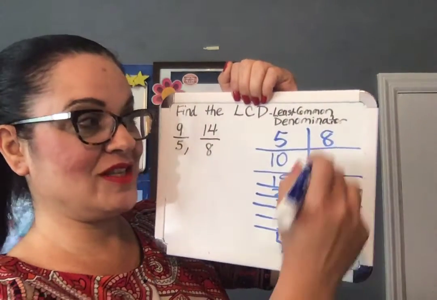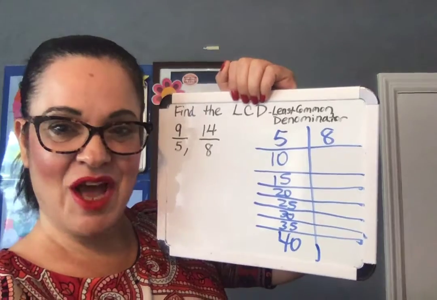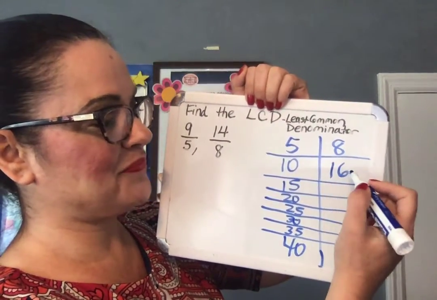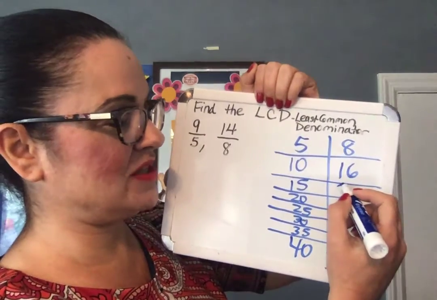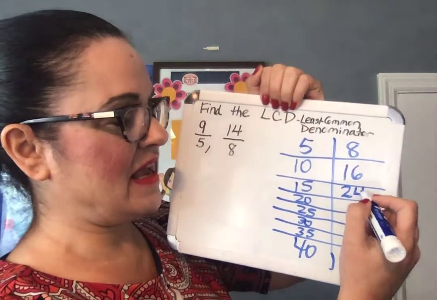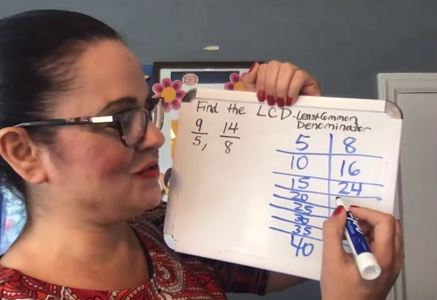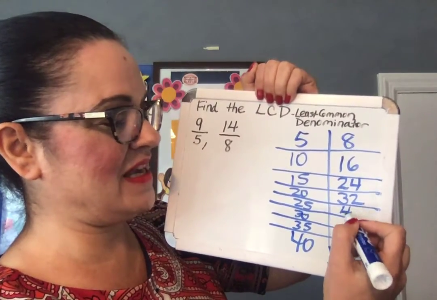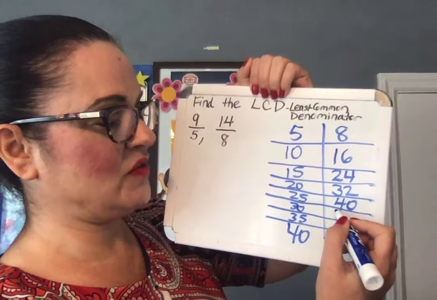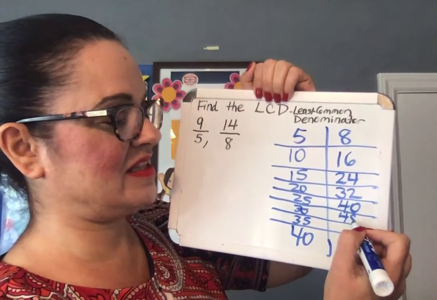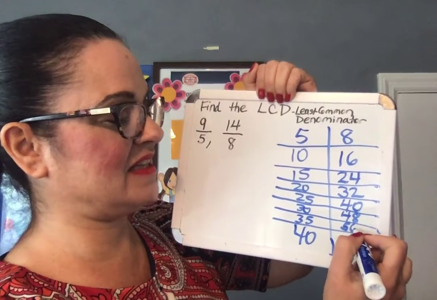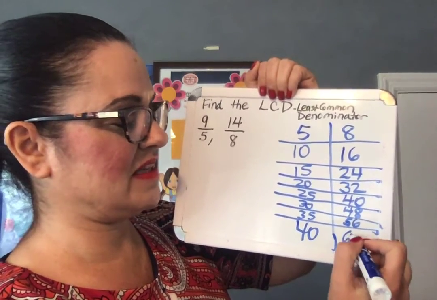Now I'm going to skip count by 8s. So I have 8, 8 more is 16, 8 more is 24, 8 more is 32, okay, 8 more is 40, 8 more is 48, okay, 8 more is 56, and 8 more is 64.